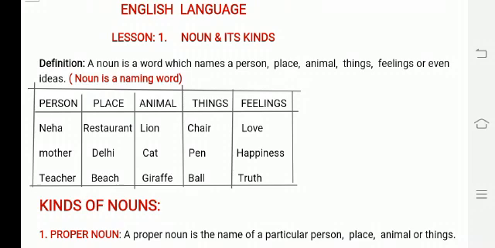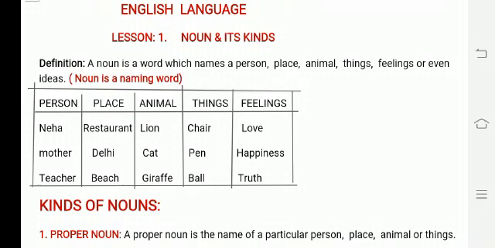Now, these are some examples of persons, place, animals, and things. Persons: Neha, mother, teacher. Place: restaurant, Delhi, beach. Animal: lion, cat, giraffe. Things: chair, pen, ball. Feelings: love, happiness, truth. These are some examples for noun.